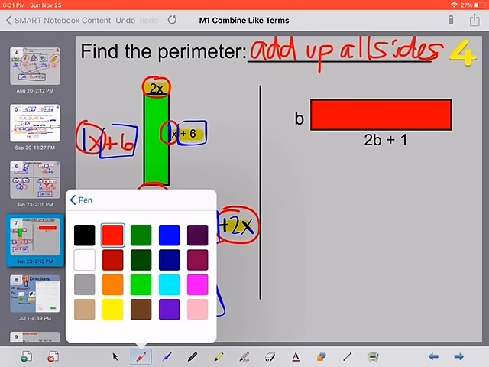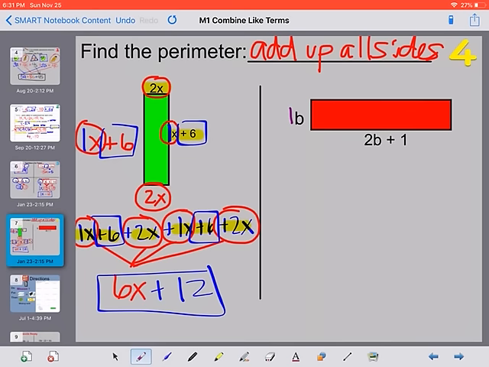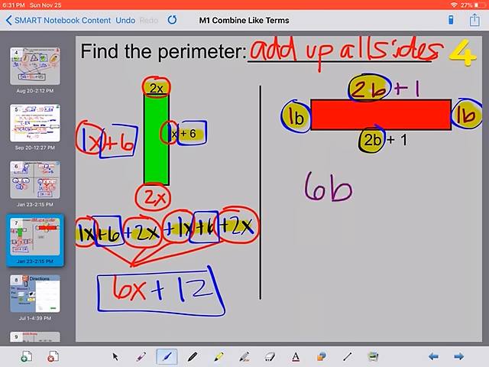All right, last one here. If the left side is 1b, the right side is also 1b. And if the bottom is 2b plus 1, the top is 2b plus 1. So I'm going to add this one up right from our picture. I'm going to combine all the b's. 2b, 1b, 2b, 1b. So first, 2 plus 1 is 3, plus 2 more is 5, plus 1 more is 6. So we have 6b. And then 1 plus 1 is 2. We combined all of our sides just from the picture.